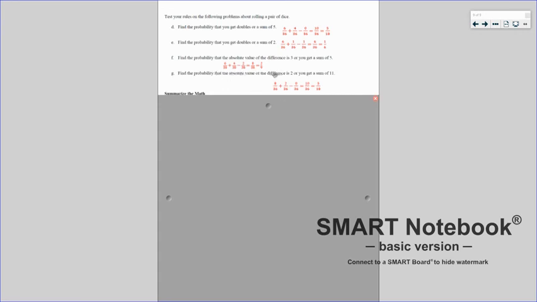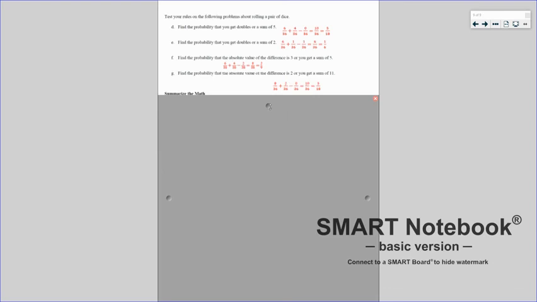Finally, the probability the absolute value of the difference is 2, or a sum of 11. So here I would have 6 and 4, 4 and 6, 5 and 3, 3 and 5, 4 and 2, 2 and 4, 1 and 3, and 3 and 1. And there are 8 of those. Sum of 11, there are 2 of those. And there are none of those that are the same. So add the individual probabilities, subtract the overlap.